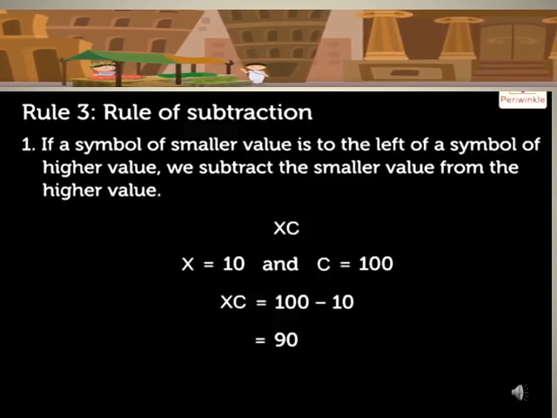Rule number 3: rule of subtraction. If a symbol of smaller value is to the left of a symbol of higher value, we subtract the smaller value from the higher value. For example, let us take the number XC, where X has a value of 10 and C has a value of 100. So XC will be 100 minus 10, which is equal to 90.